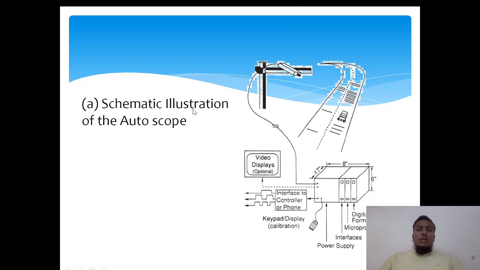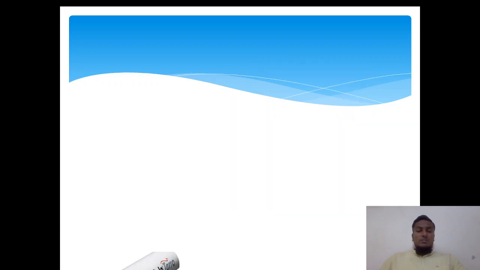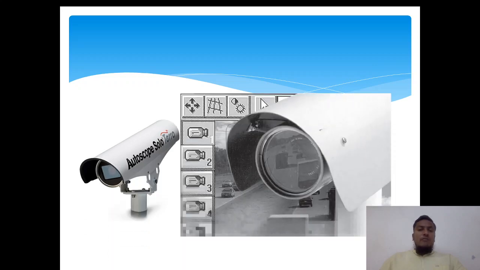So here you are seeing in this diagram the autoscope. This is the autoscope, this is your road, and it will show a video display, interface to controller or phone keypad display, digitized formatter, microprocessor interfaces, power supply. So this autoscope is also used to find out the number of vehicles and their speeds by radar based technology, that is RTMS. This is the figure of the autoscope.